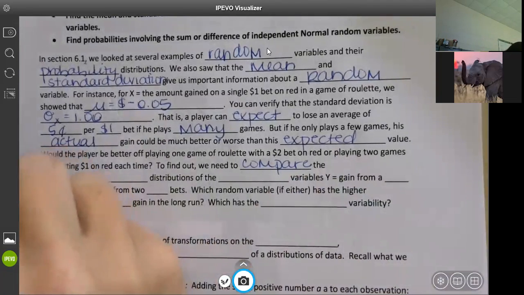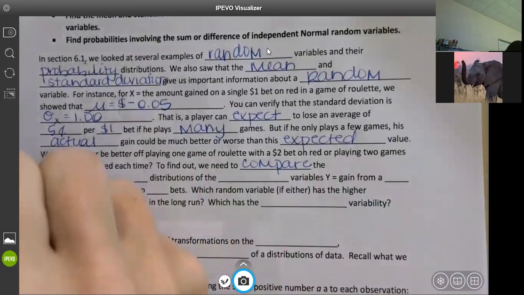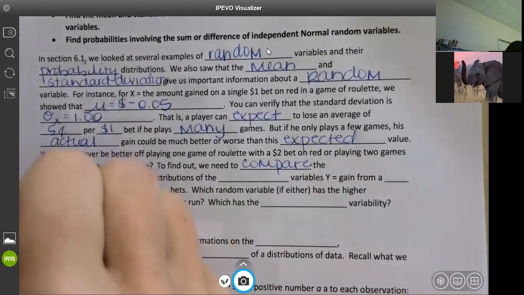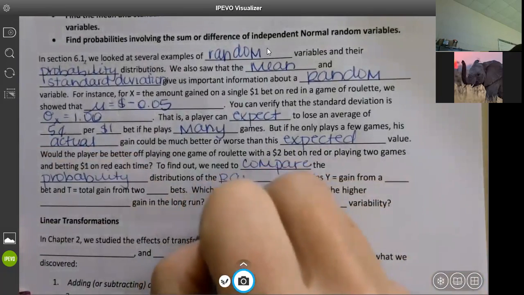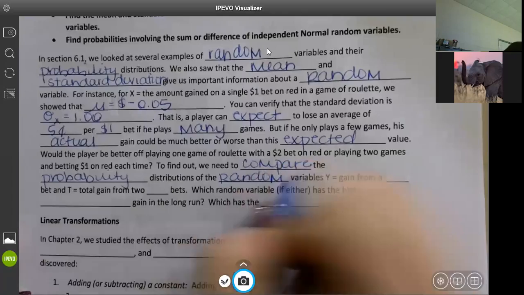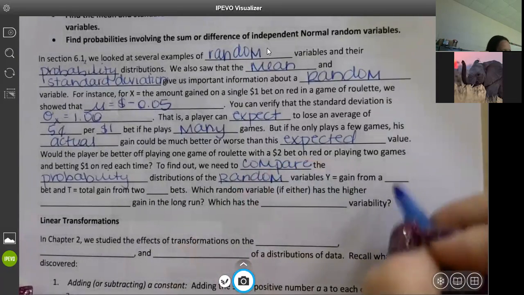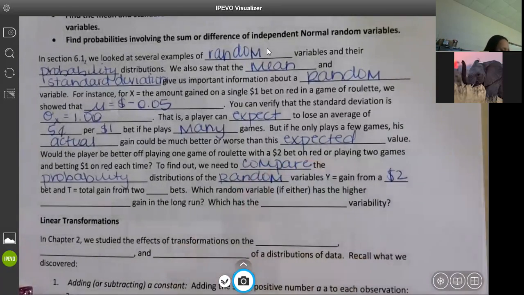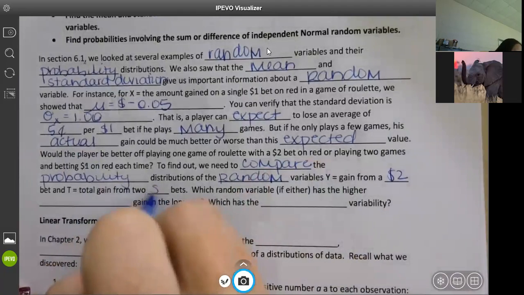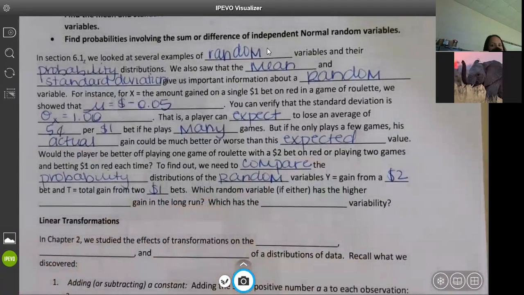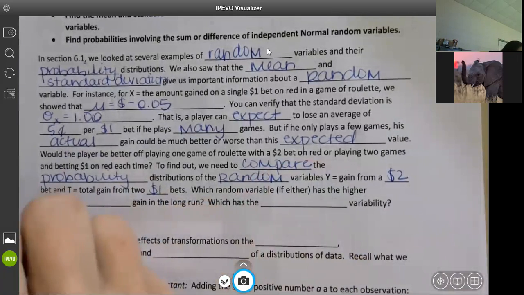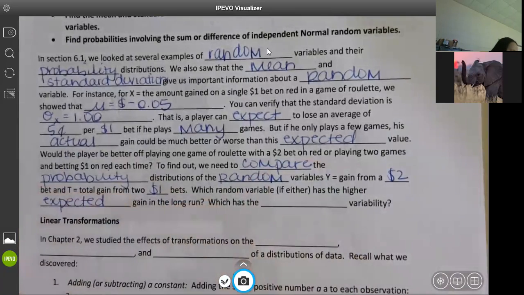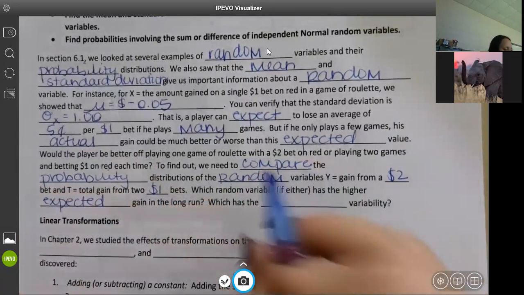Compare the probability distributions of the random variables Y equals the gain from a $2 bet, and T equals the total gain from 2 $1 bets. Which random variable, if either, has the higher expected gain in the long run, and which one has larger variability?